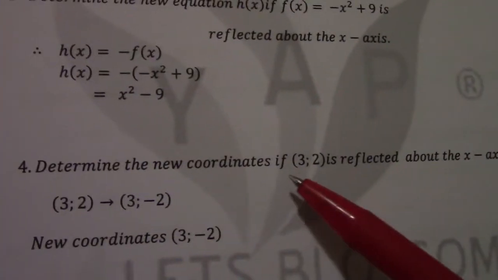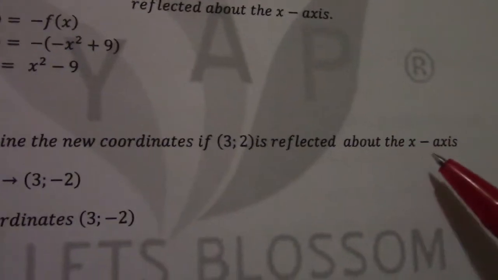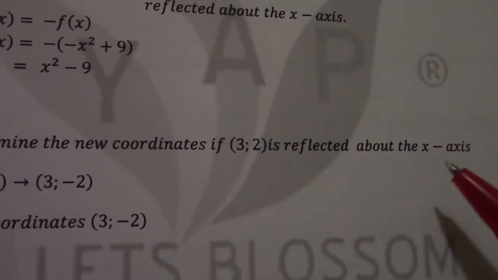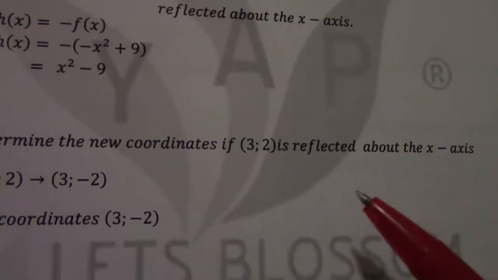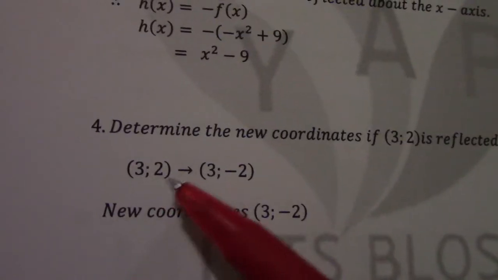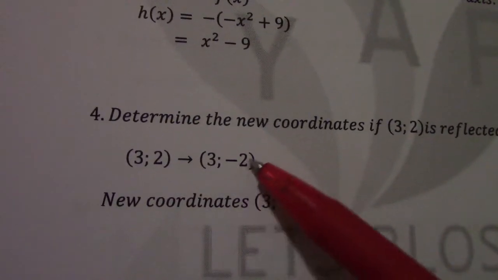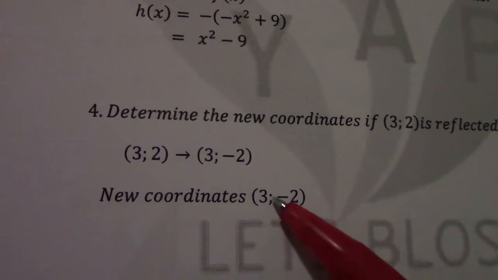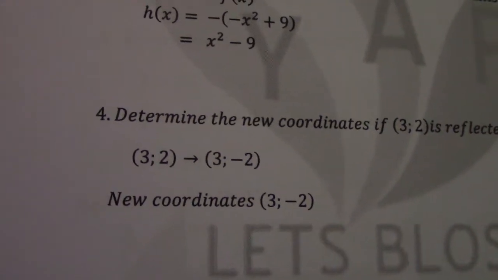Determine the new coordinates if 3 and 2 is reflected about the x-axis. So we need to know reflection about the x-axis, y value changes. So 3 and 2 tends to 3 and negative 2. So my new coordinate is 3 and negative 2. Hope you understand. All the best.